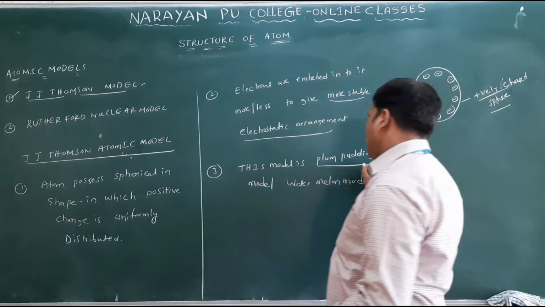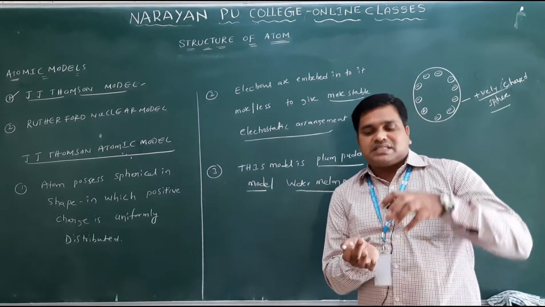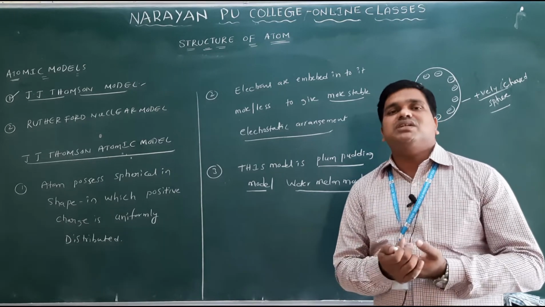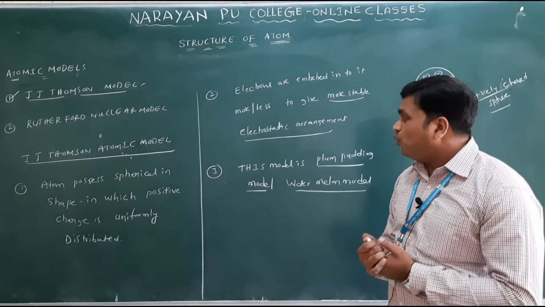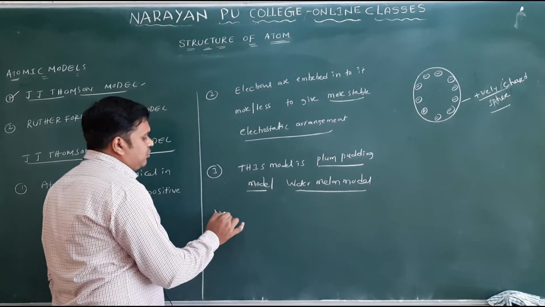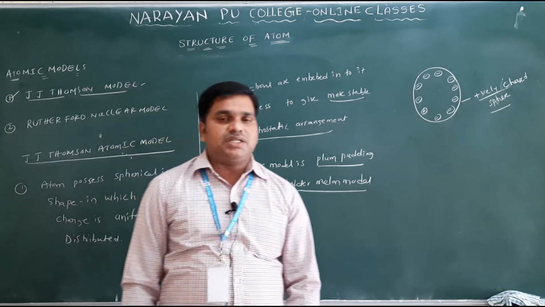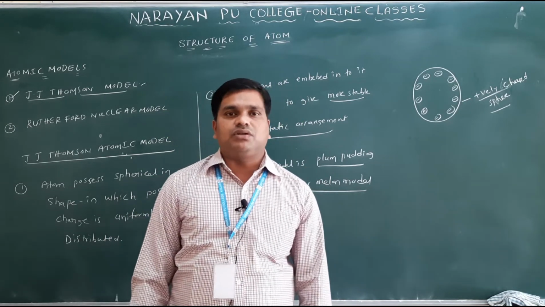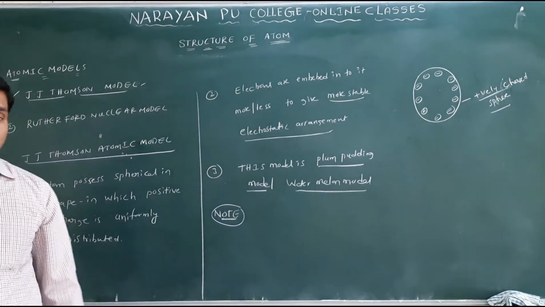So this model you call the plum pudding model or watermelon model. If you cut a watermelon, the seeds are present along with it. So the J.J. Thomson atomic model looks like that. Electrons are embedded more or less to give a more stable electrostatic arrangement. This is regarding the J.J. Thomson atomic model. So what is the important note here? This model assumes that the mass of an atom is uniformly distributed.